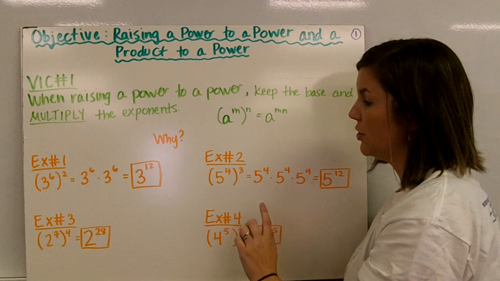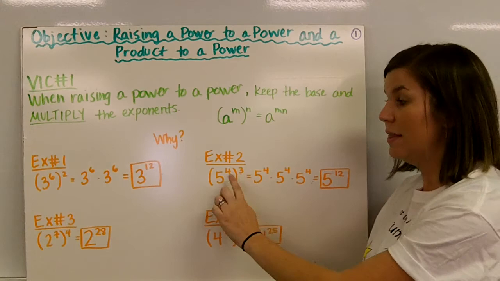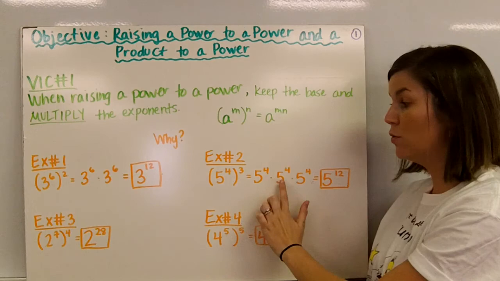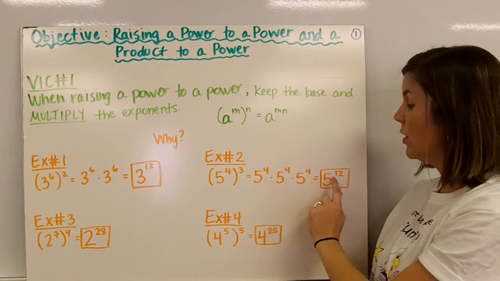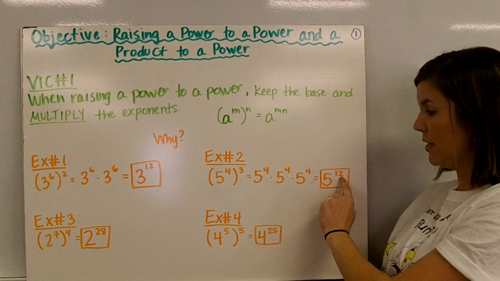Example number 2, 5 to the 4th power raised to the 3rd power. This means 5 to the 4th power times itself 3 times, 5 to the 4th times 5 to the 4th times 5 to the 4th. So we would keep the base, which is 5, and add the exponents. 4 plus 4 is 8 plus 4 is 12. Or the shortcut, 4 times 3 is 12. Keep the base, multiply these exponents.